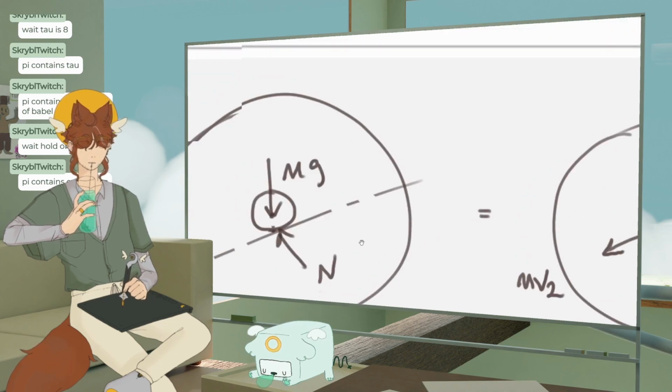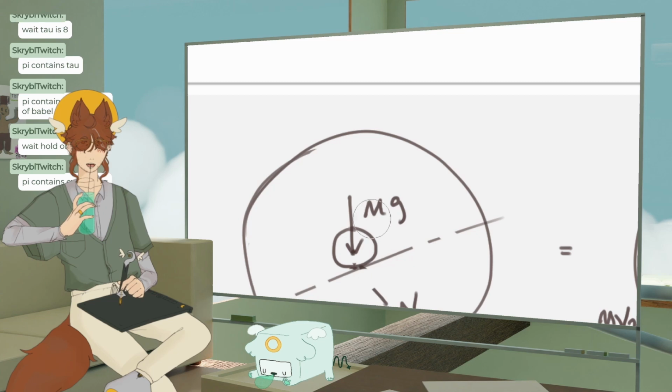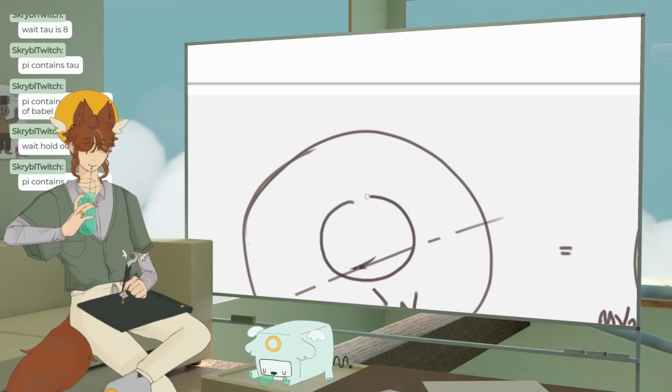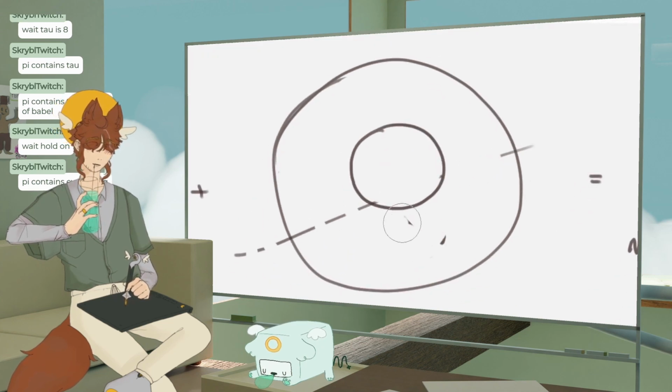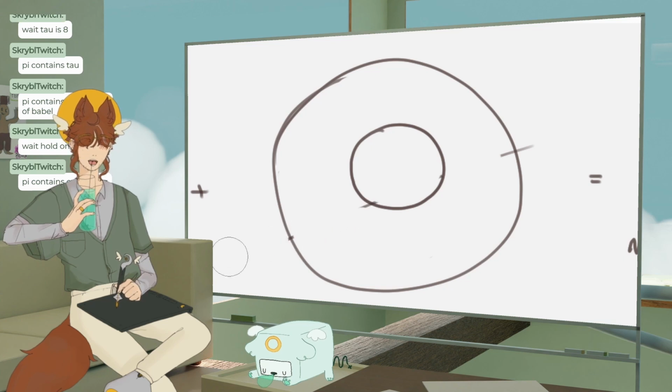Okay, I need to draw this a little bit bigger. This is really hard to see like this. Okay, we're gonna exaggerate. That's 1.5 inches. Don't worry about it. Don't worry about it. Okay, yay.